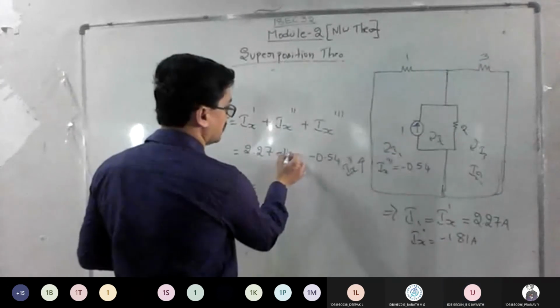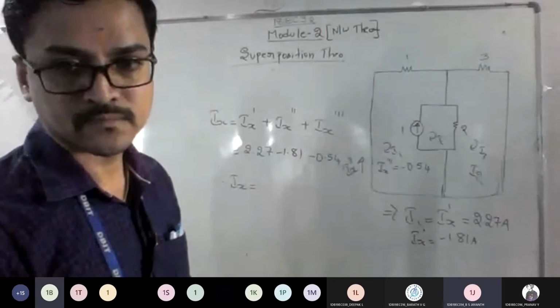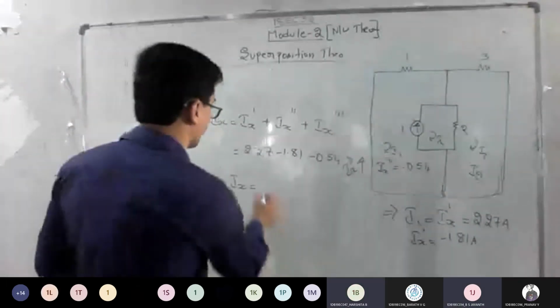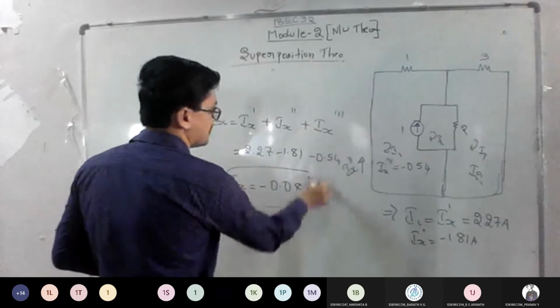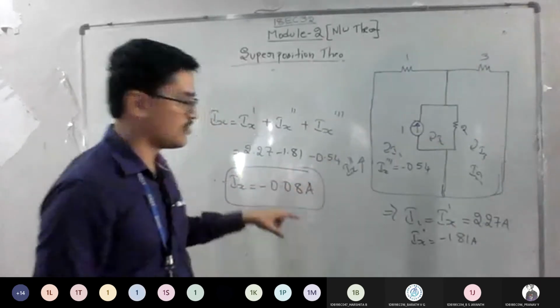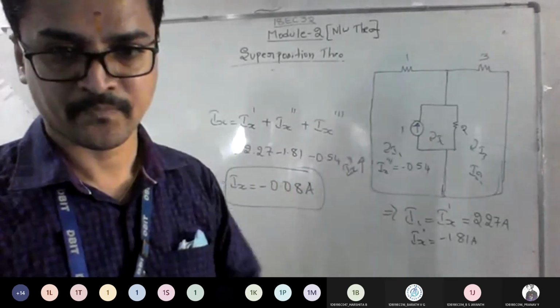It becomes minus 1.8. What is the answer now? Minus 0.08, sir. Minus 0.08. So that minus indicates that the assumption given in the circuit is in the opposite direction, that's all. So the answer is going to be 0.08, correct.